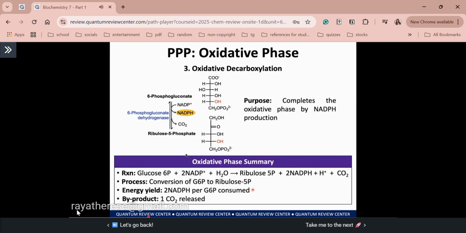Sir, why can't we convert it directly to ribose 5-phosphate? Again, class, we need 3 rounds of PPP in order to generate your ribose 5-phosphate. Again, the energy yield is 2 NADPH per glucose 6-phosphate consumed, with your byproduct, 1 carbon dioxide. And that's it for our oxidative phase of PPP.